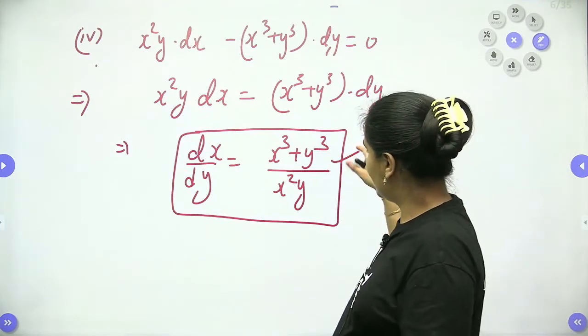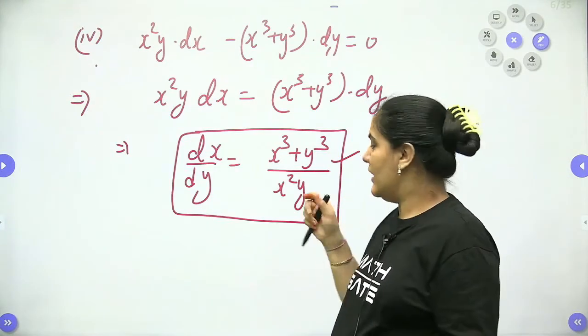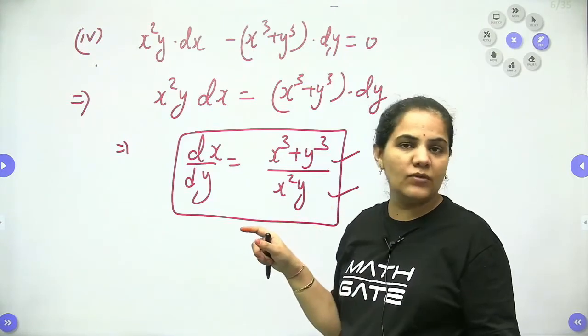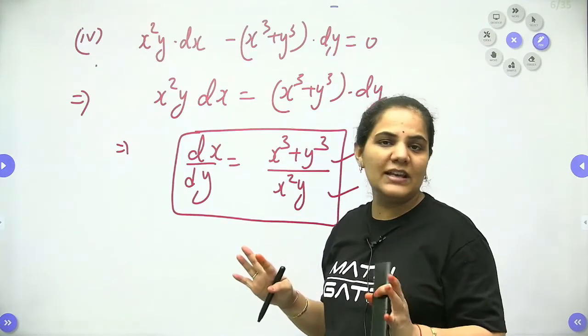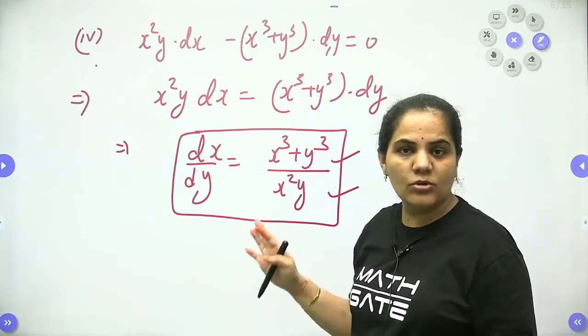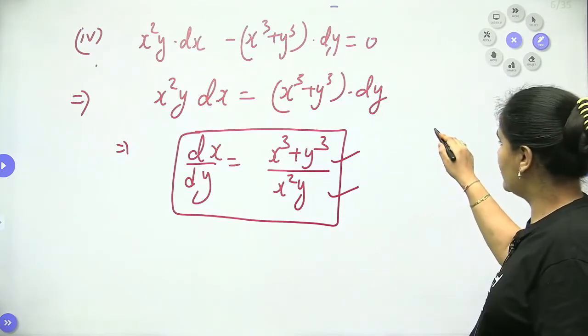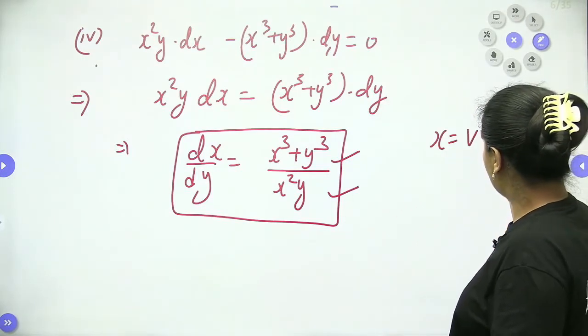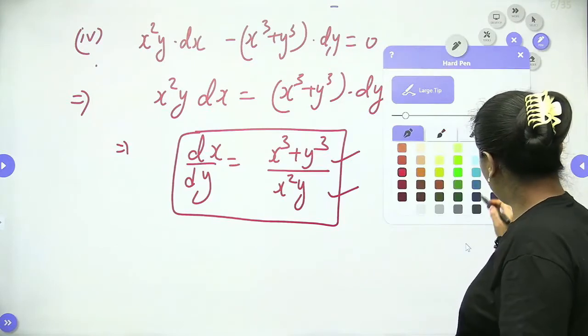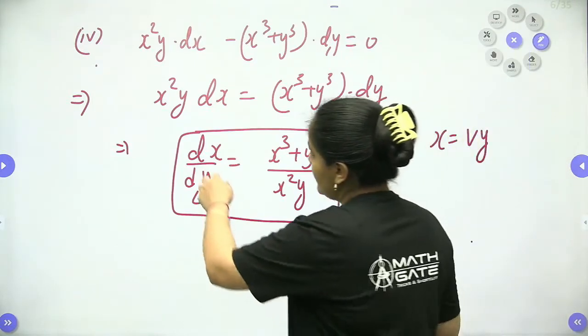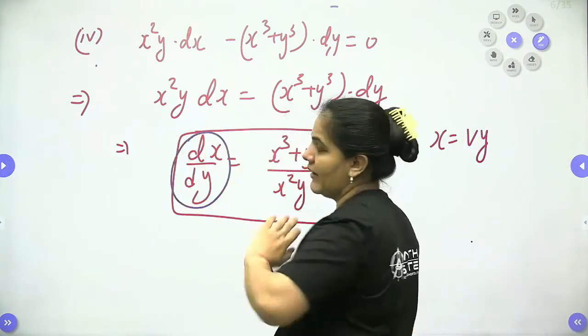The numerator is a homogeneous function of degree 3, and the denominator is also a homogeneous function of degree 3. So you can easily approach here, right? This is a homogeneous differential equation. So what we have to do, we can put x = vy. Why am I putting x = vy? Because I am getting the form dx/dy.